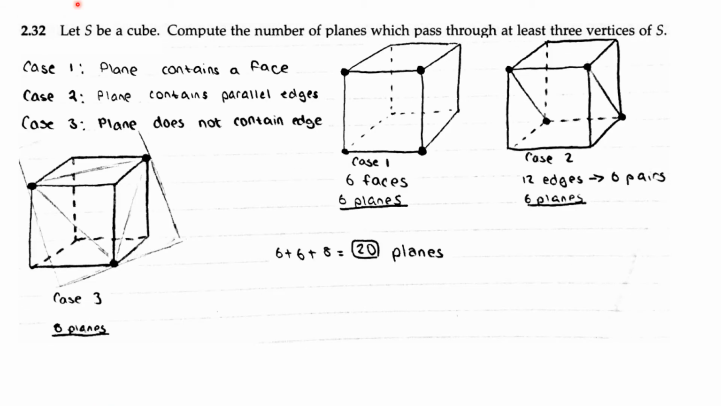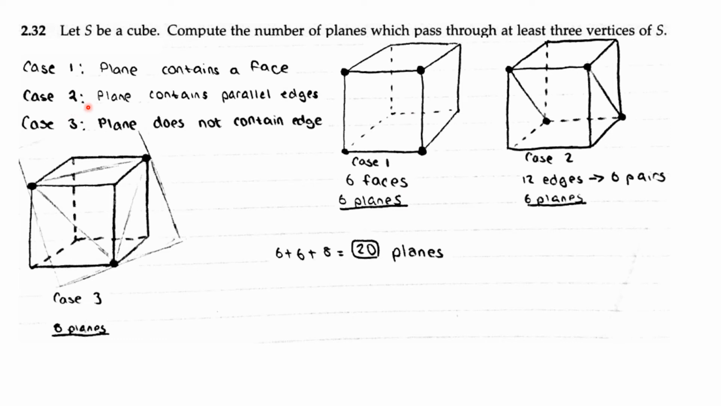AOPS counting and probability 2.32. Let S be a cube. Compute the number of planes which pass through at least 3 vertices of S. So case 1 is when the plane contains a face, like in this diagram. These 4 points, you can connect them to make a plane, and it's a face of the cube. So there are 6 faces, which means there are 6 planes in this scenario.